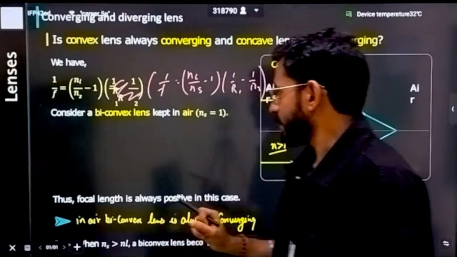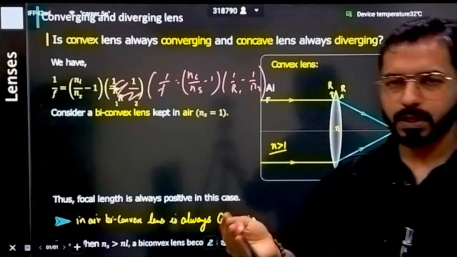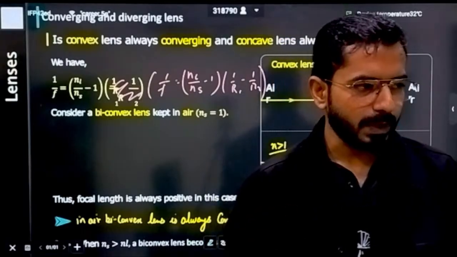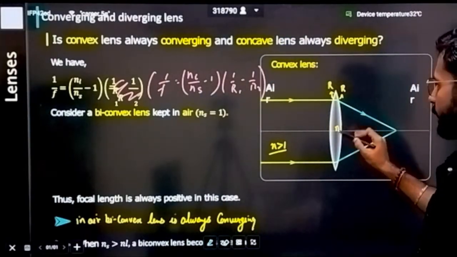Now see. Let's suppose a biconvex lens. Biconvex lens means what? Radii R1 is equal to R2. That is defined as a biconvex lens, so in terminologies you will be reading them. So let's suppose R1 is equal to R2.